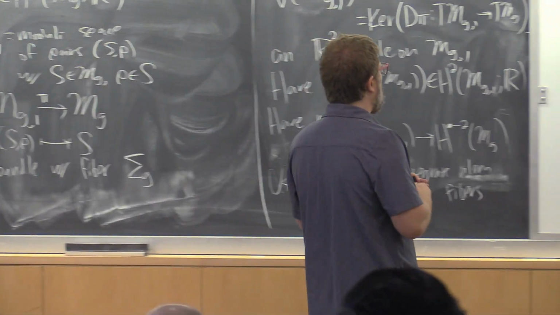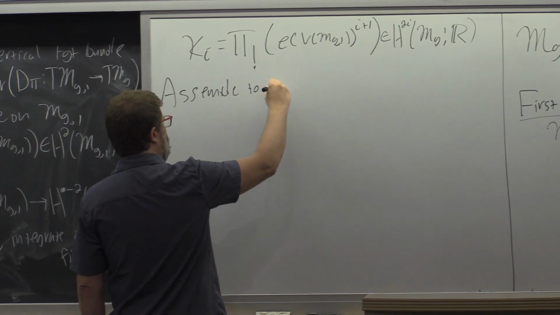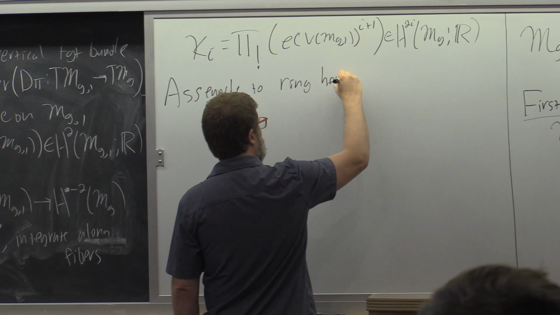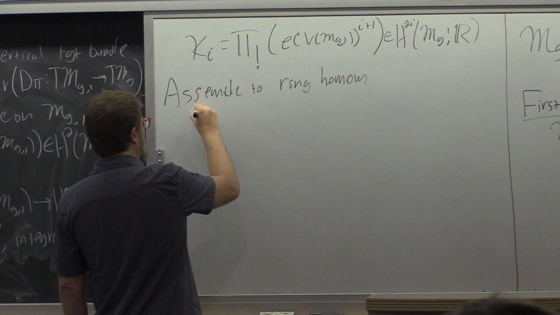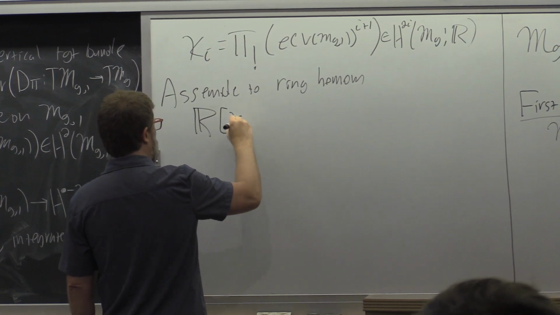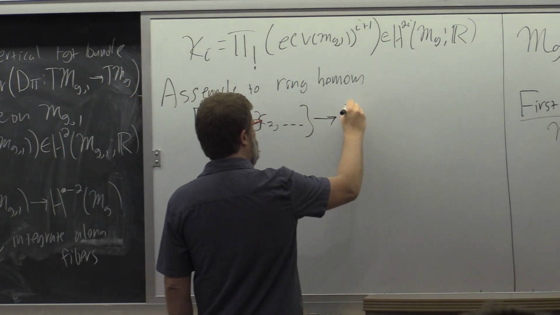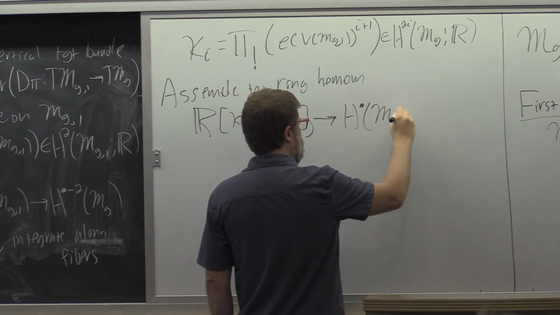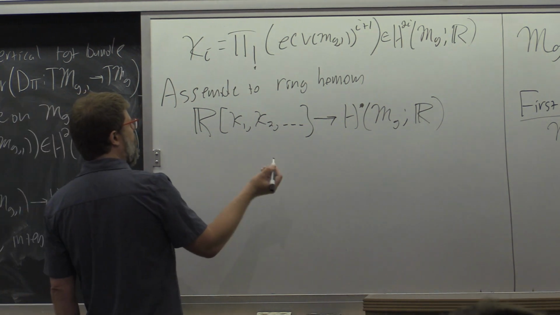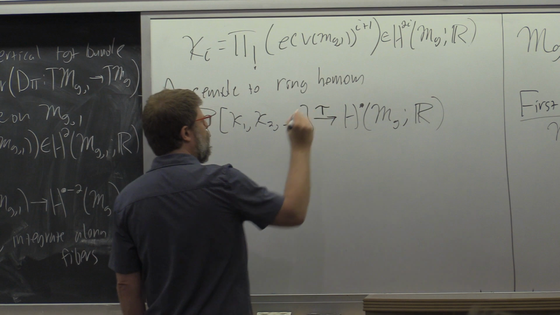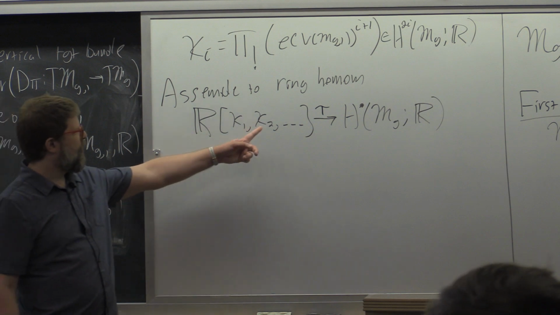So these assemble into a ring homomorphism. I'm working with real coefficients. So let's say it's R adjoined kappa 1, kappa 2, and so on, to the cohomology ring of Mg with real coefficients. And so let's call this map tau. It's a ring homomorphism that respects the grading, where you put kappa i in degree 2i.